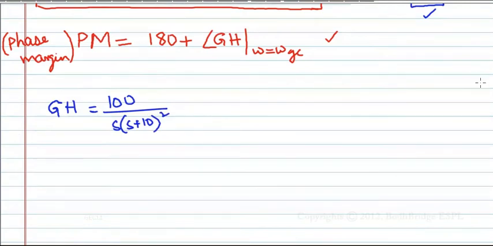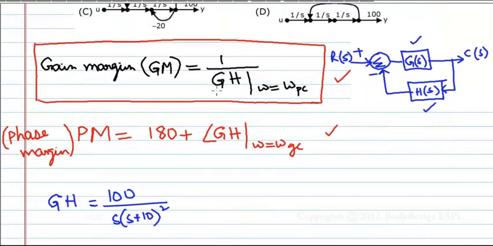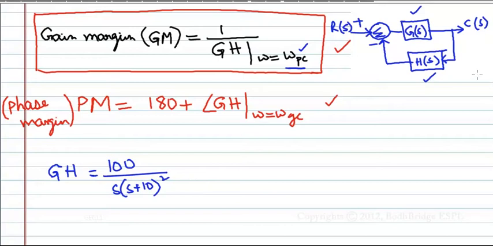First, what should we calculate for gain margin? For gain margin, 1 by GH at omega equal to omega PC, that is the phase crossover frequency. Therefore we should calculate omega PC. What is phase crossover frequency? It means the frequency at which the phase crosses 180 degrees. That we should calculate. So convert it into G of j omega, H of j omega.